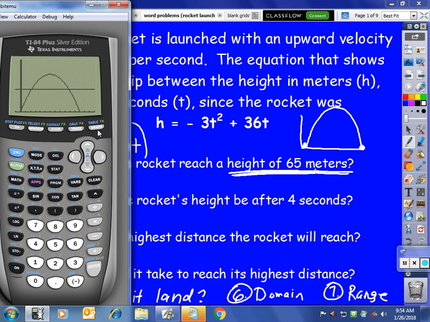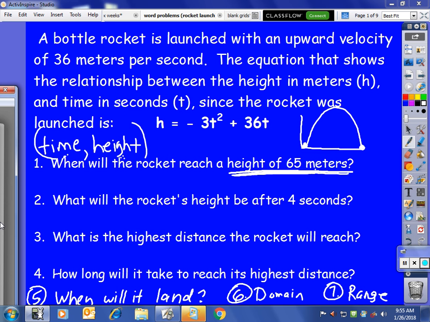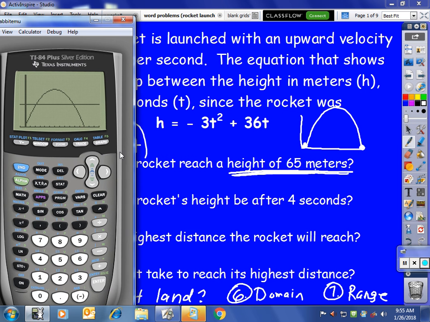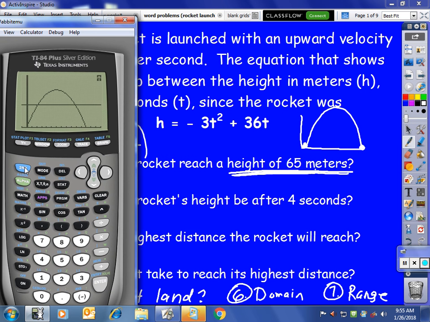On your quiz, I'm going to break this apart into 2 separate questions. I'm going to ask you when is the first time it gets to that certain height. That's on the way up. That's this one. And when is the second time it gets to that height? That's on the way down. So on the quiz, it's going to be broken apart. On the warm-up, I just said, when's it going to get there? It's going to get there twice. So we have to find both.